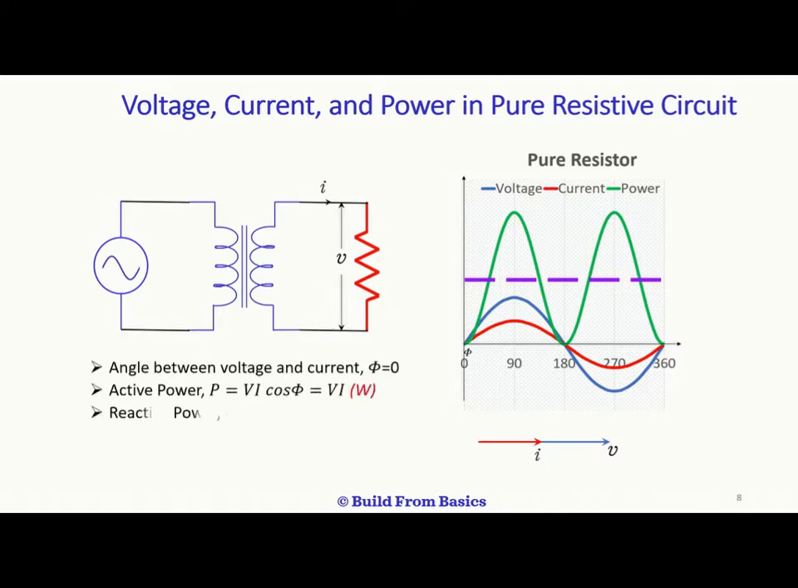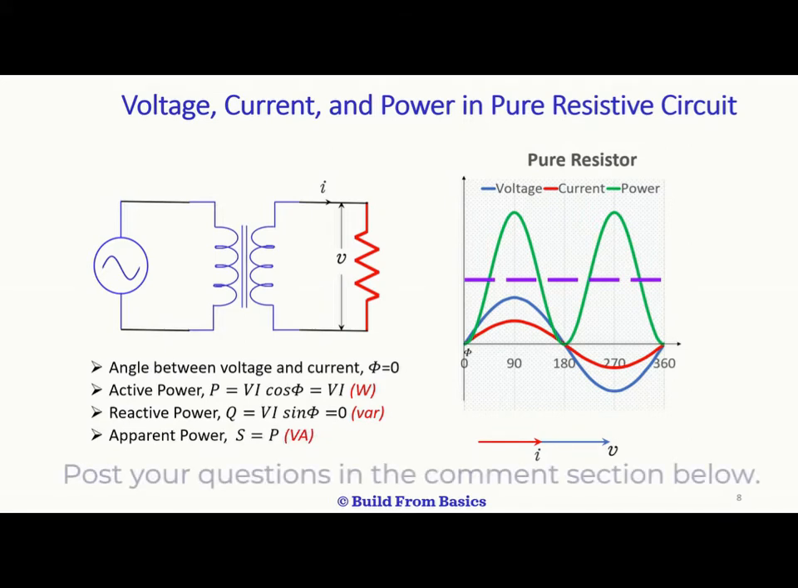The pure resistor only consumes active power. The active power is the multiplication of RMS voltage, current and the cosine of the angle between them. And a pure resistor doesn't consume any reactive power because phi is 0, so VI sin phi is 0. That's why it doesn't consume any reactive power. Q is 0. And finally, apparent power is equivalent to active power only.